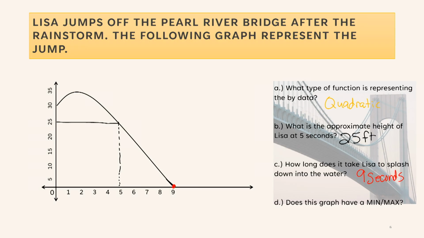Now, here's a new question that we've not been asked yet. Does this graph have a minimum or a maximum? Remember, minimum is the lowest or the bottom, maximum is the biggest or the highest. So I would say about right here would be my maximum. Good job, we're going to have a maximum. So make sure that you see all of those different components of that quadratic on this graph.